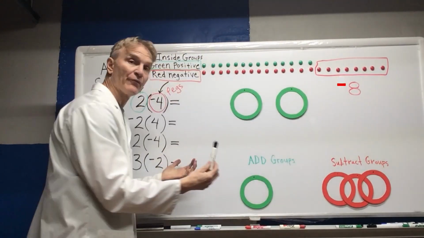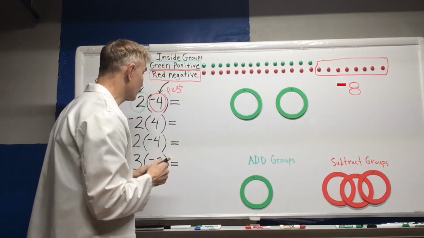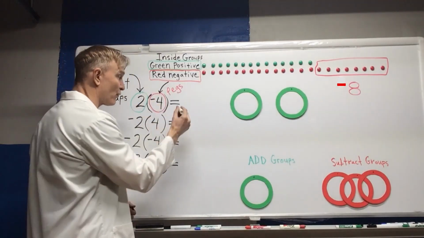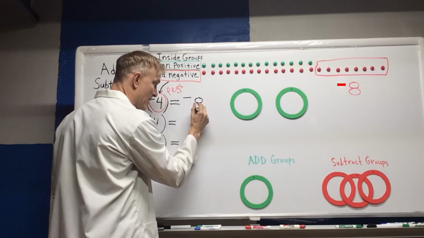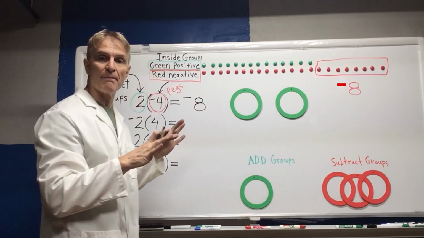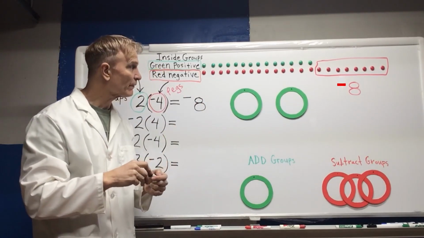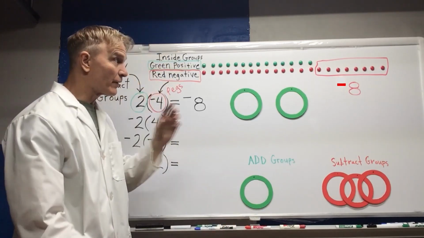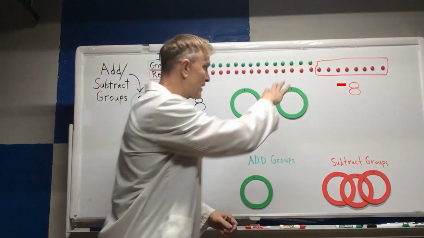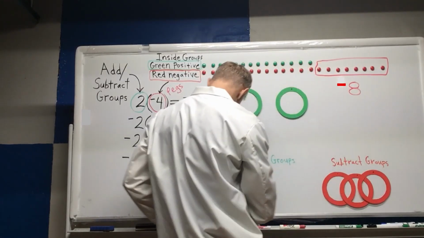So let's go over here. And as you may remember from your school, 2 times negative 4 is negative 8. But now you have seen it by definition, by rule. All right, so now we're going to go to the next question. But in order to go to the next question, we have to neutralize and go back to 0.